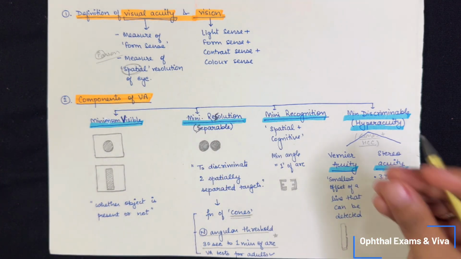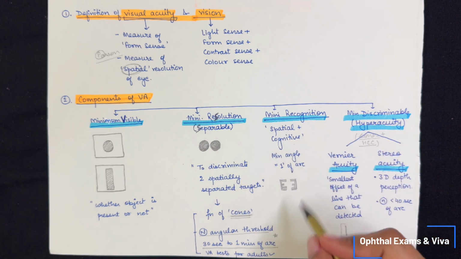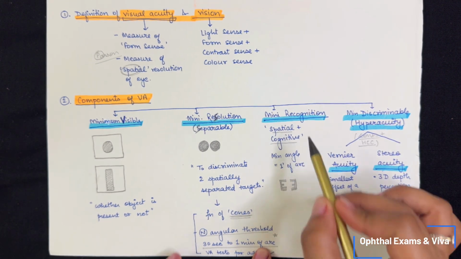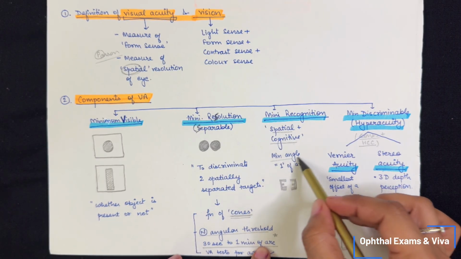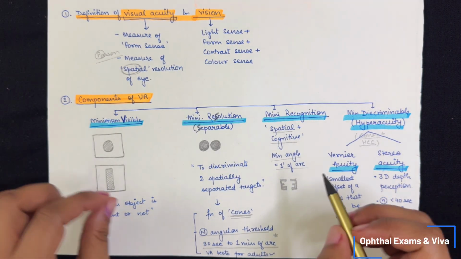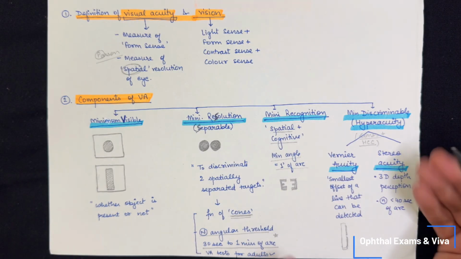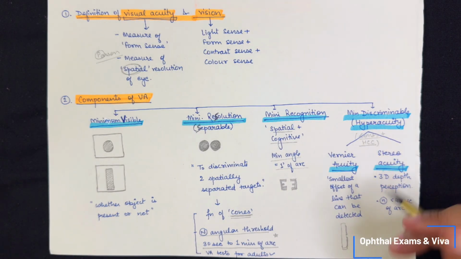What is minimum recognition? That how do you recognize that letter? So it is combination of spatial and cognitive, and minimum angle required is 1 minute of arc. Now what is minimum discriminable? That is the 4th component of visual acuity. It is also called hyperacuity.